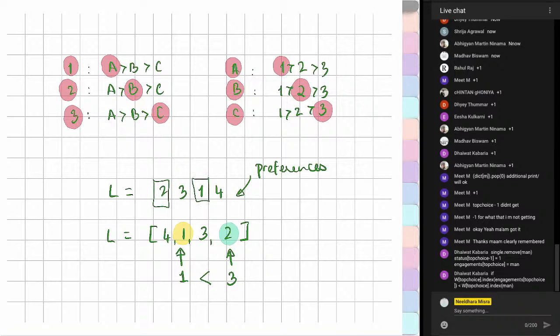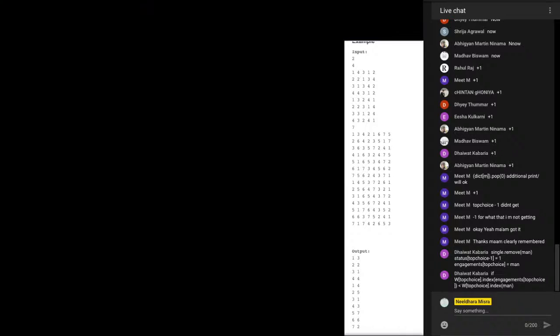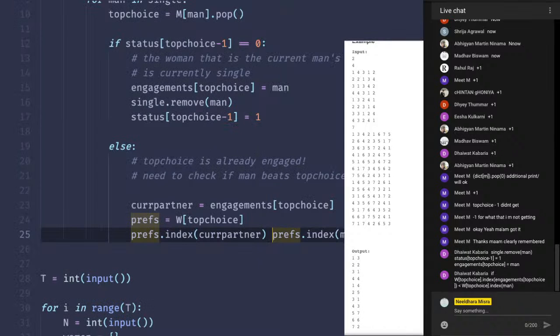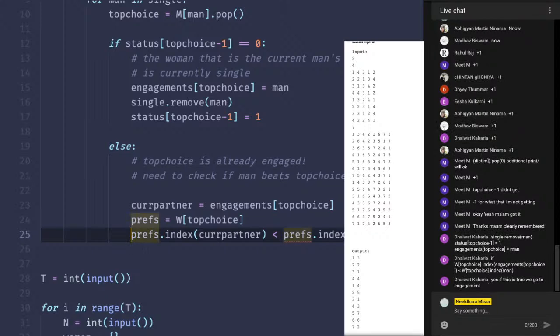So in this case, the engagement should in fact go through. If the index of the person who is proposing is larger, in that case, things should go through. So let me just encode that here. If the index of the person who is proposing is larger, then that person is closer to the top of the preference list than the current partner. I just wanted to make sure that that part is okay.